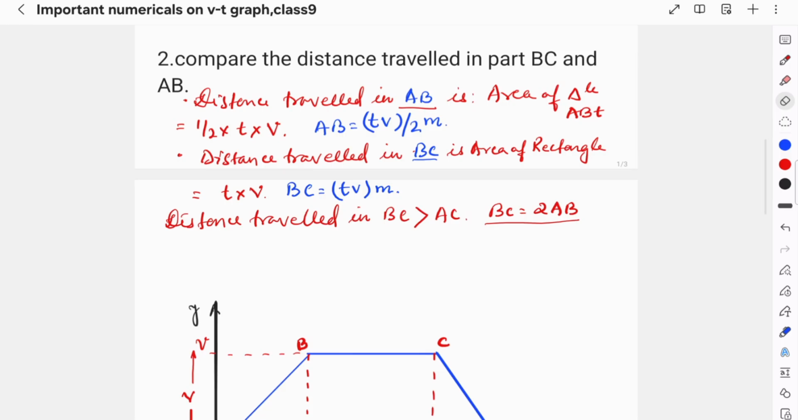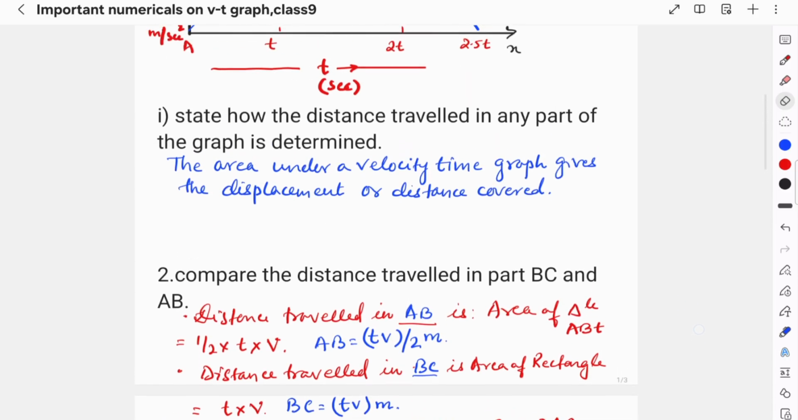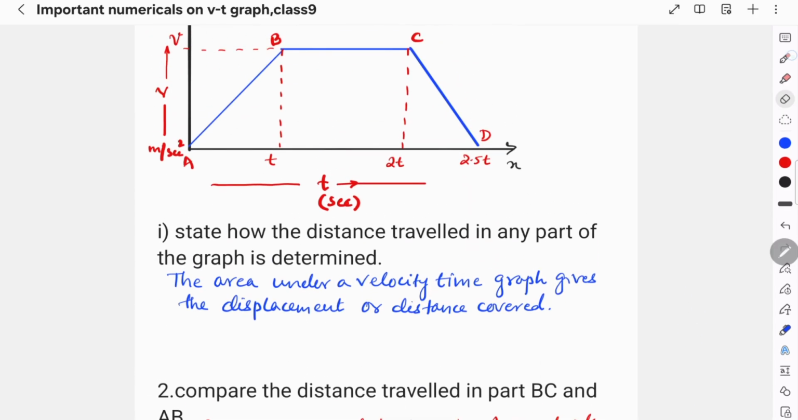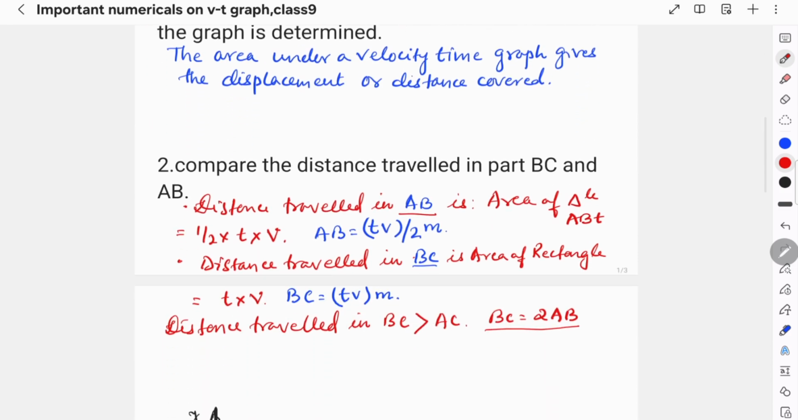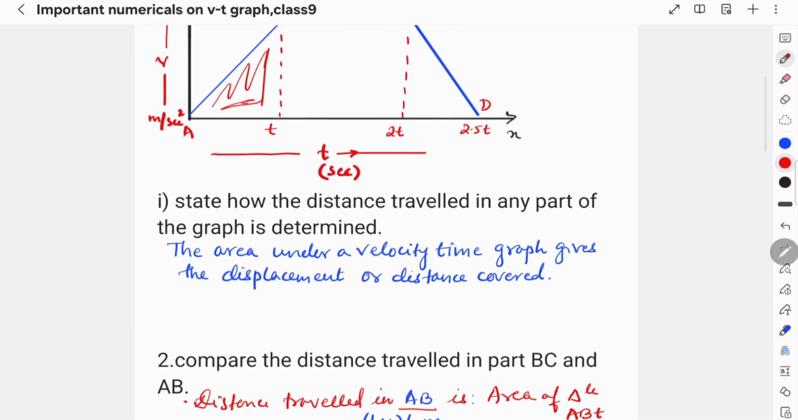So the distance traveled in part BC and AB we have to calculate. So distance traveled in AB is the area of the triangle ABT, the first triangle, this area. So the area of this triangle will be half into base into height. So base is from 0 to T and height is from 0 to V. So the area will be half into T into V, that is TV by 2 meters. Okay.